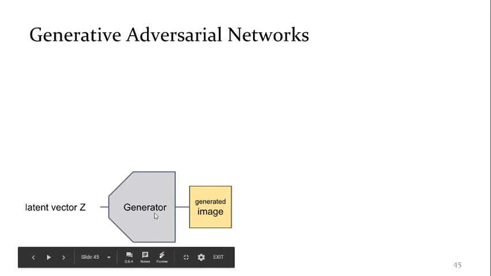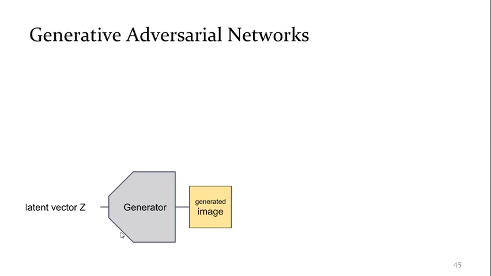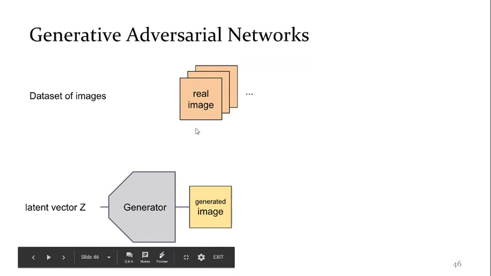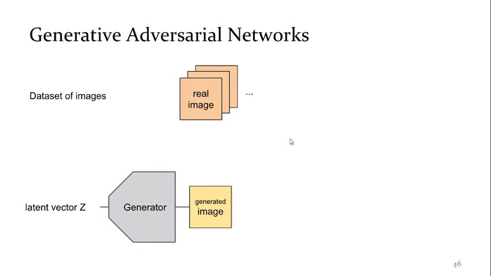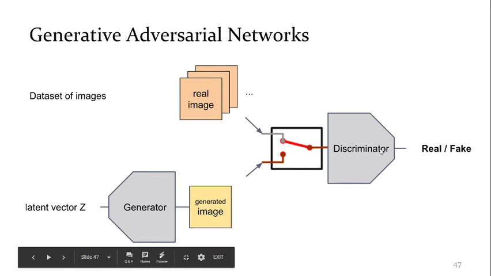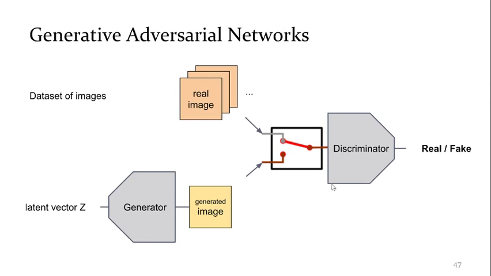So this generator will have a lot of deconvolutions, upsampling, basically the same thing that we saw last time. Then also we have a dataset of real images. There is a lot of real images. And then there is another model which we feed with all the real images and also all the generated images, and we want to teach this discriminator.